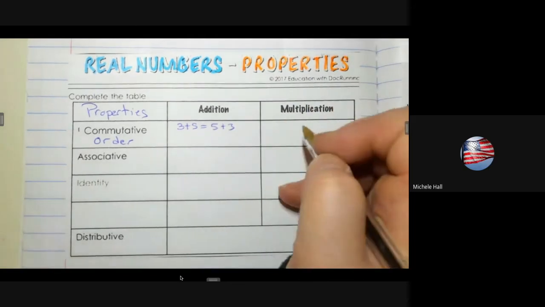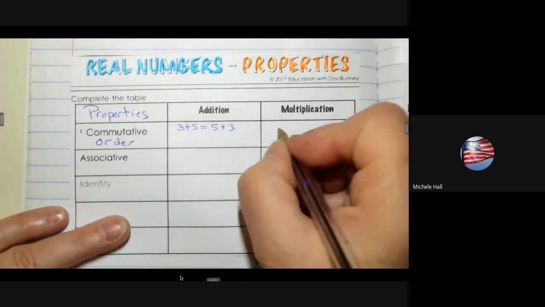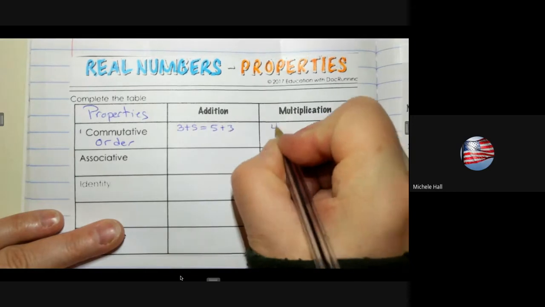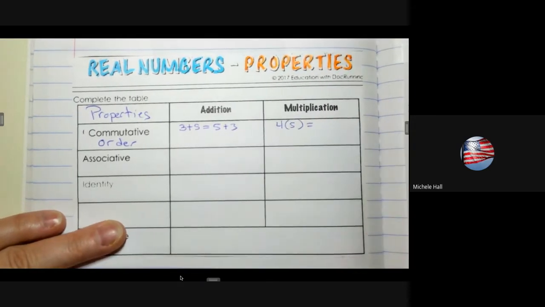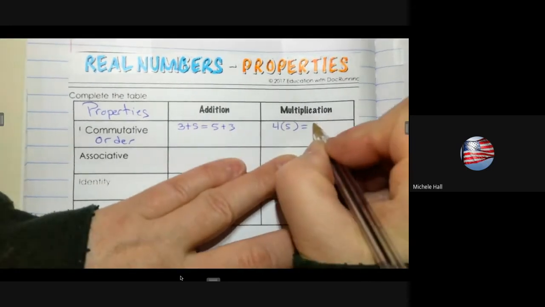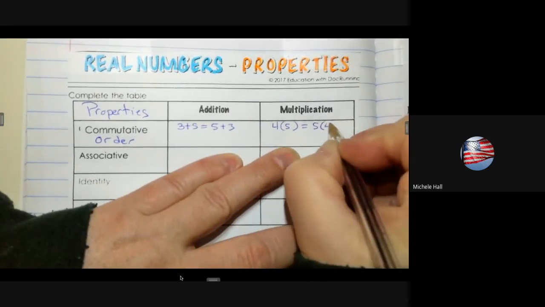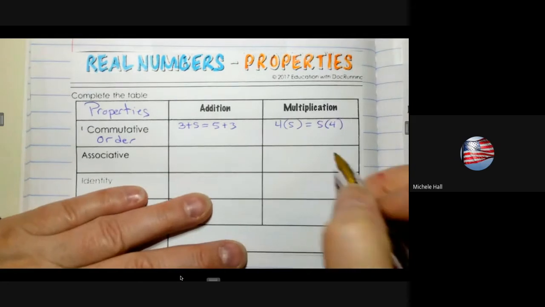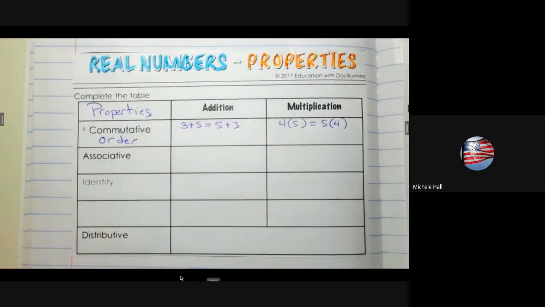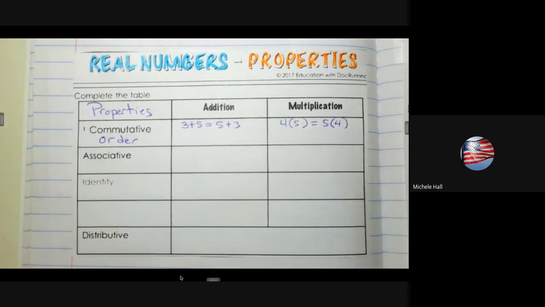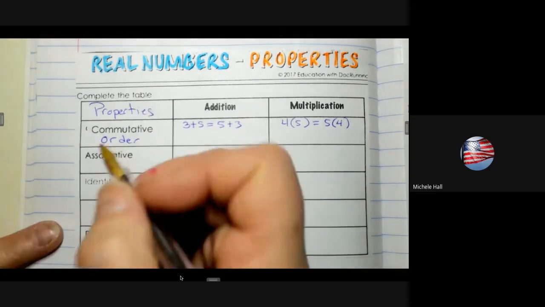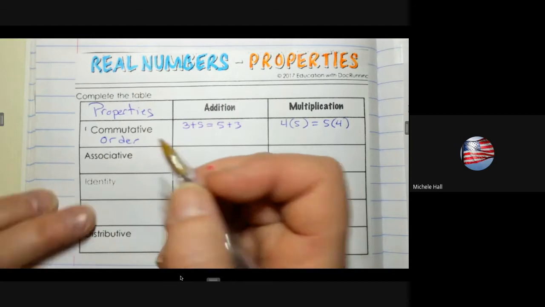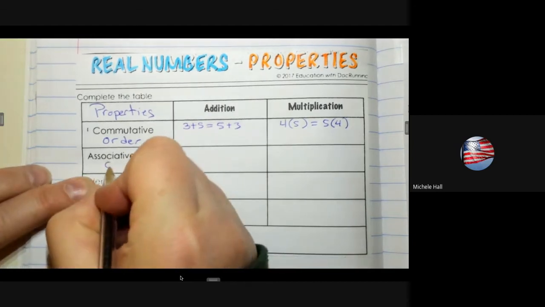That would also be true of multiplication. 4 times 5 is exactly the same thing as 5 times 4. It's about the order. The associative property is about associating numbers together. We like to group them together with parentheses. So this is about grouping.